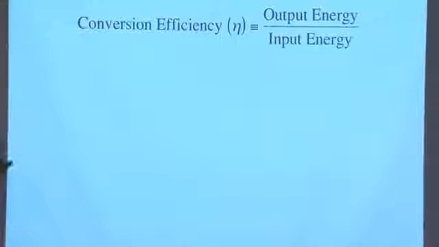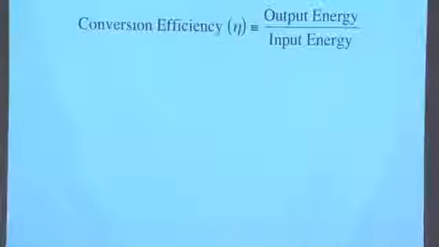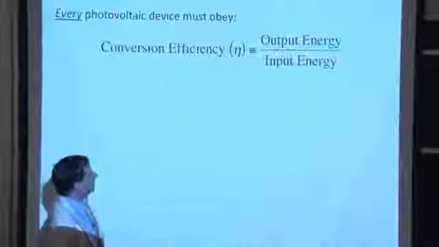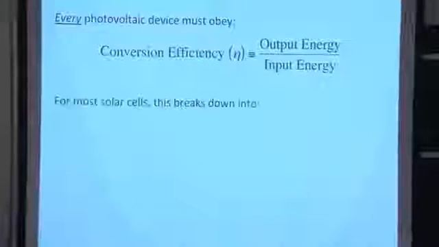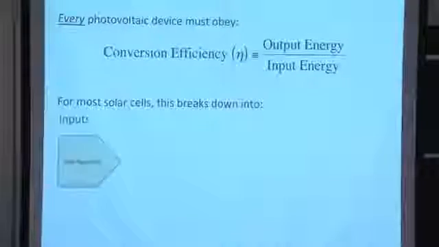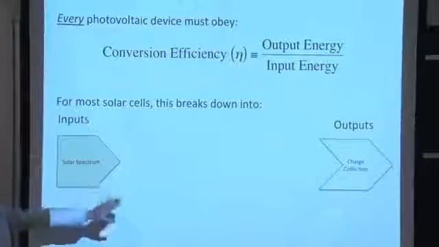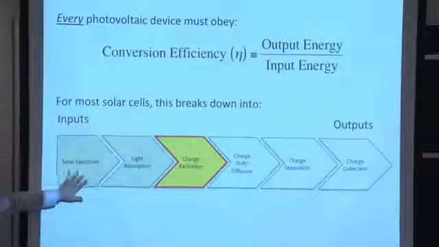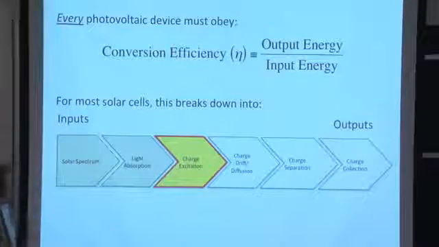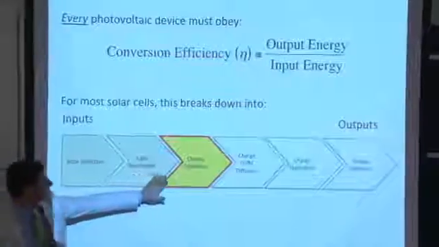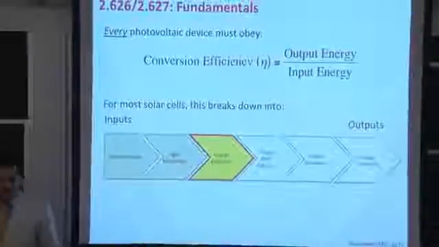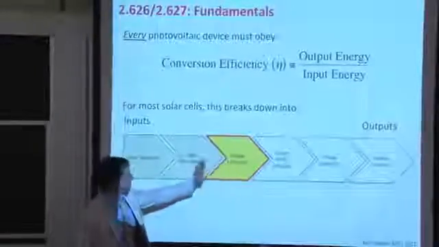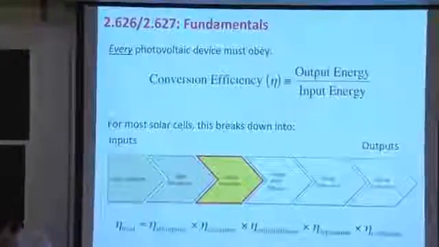So first off, we remind everyone of the broader picture: the conversion efficiency, the ultimate performance of the device, is defined as the output energy versus the input energy. And for most solar cells, this breaks down into the inputs and the outputs, the input being the solar spectrum and the output being the collection of charge. There are multiple processes that occur here in the middle. Light absorption we talked about last time. We're going to be talking about charge excitation and charge transport today, mostly charge excitation. So we're right here, and we're going to be marching steadily down toward the right over the next few lectures.